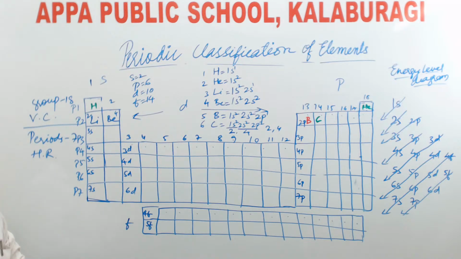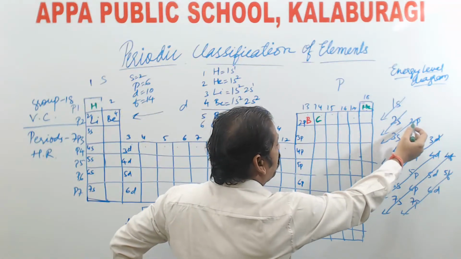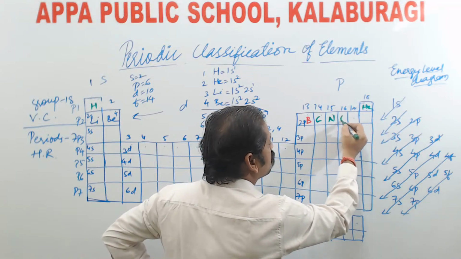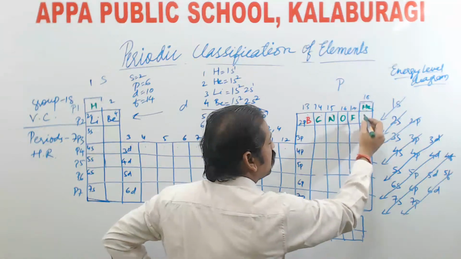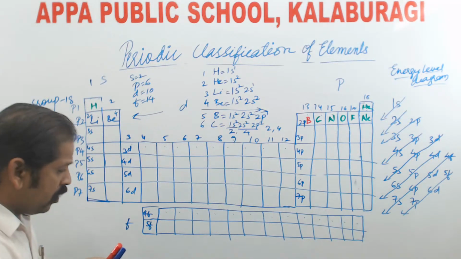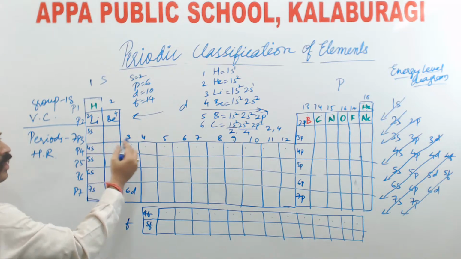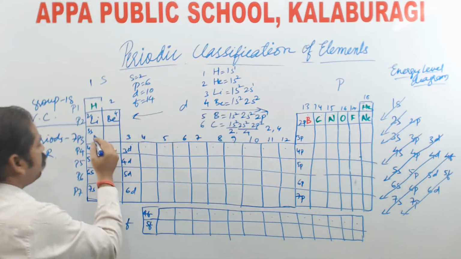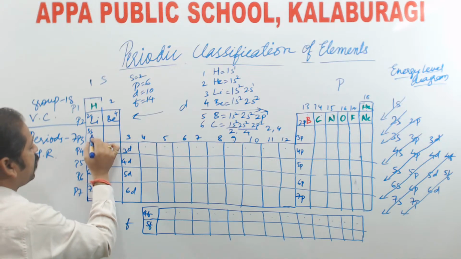After carbon, we have atomic number 7. 2p3 is nitrogen, 2p4 is oxygen, 2p5 is fluorine, 2p6 is neon. Now 2p6 is over, and after 2p we go for 3s. In 3s, we have the first element.